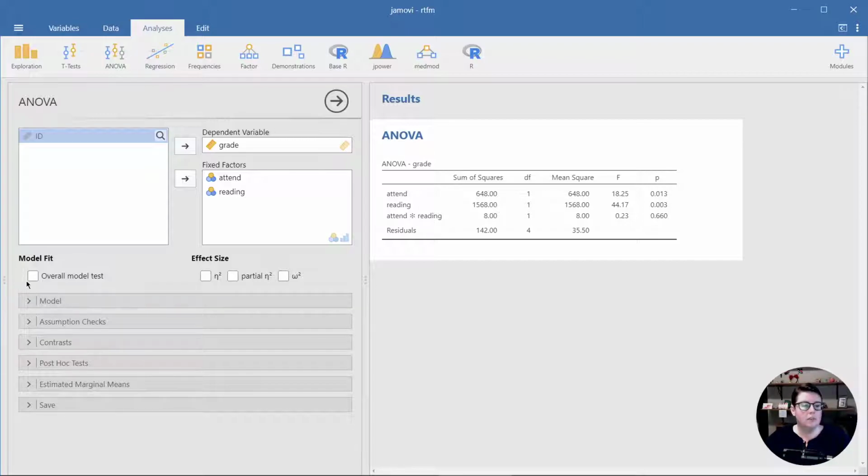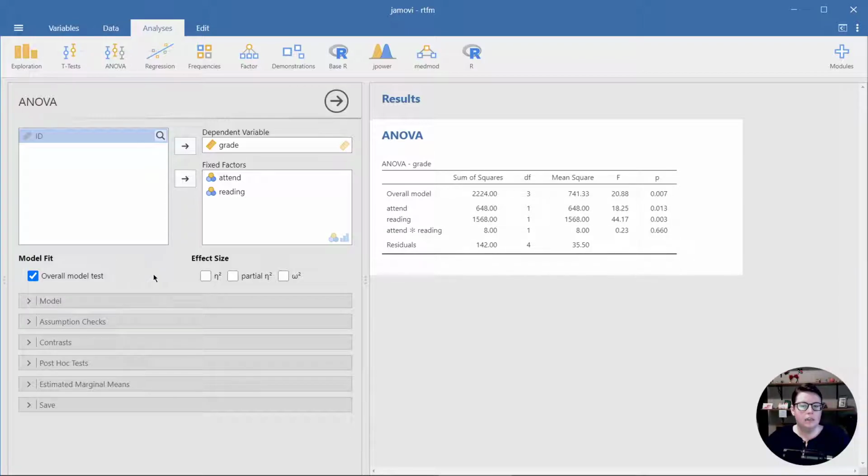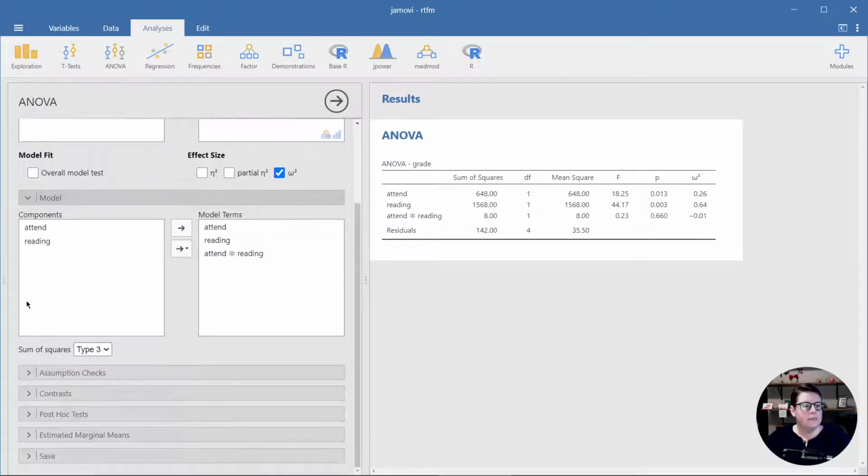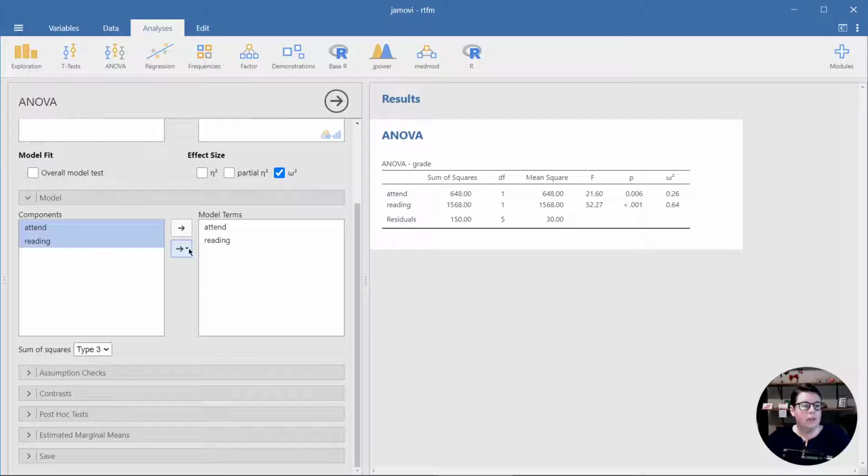So let's make sure we do everything. Let's see, overall model test, do I like that? Actually, I don't really care for that. We want omega squared. I like the omega. It's a little less biased of an estimate. Our model is built this way, and if I didn't want that interaction, I could take it out. But I do want it, so I'm going to move it back in.